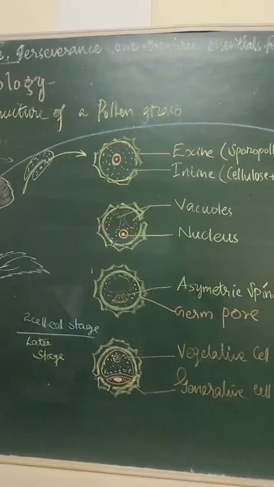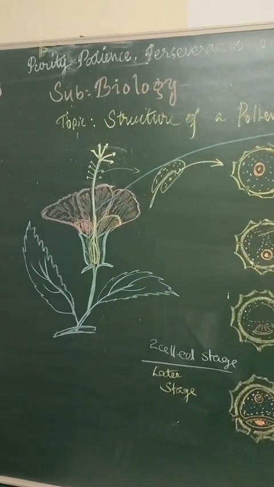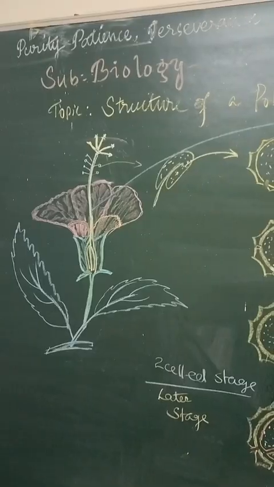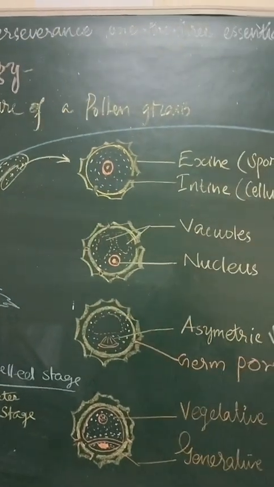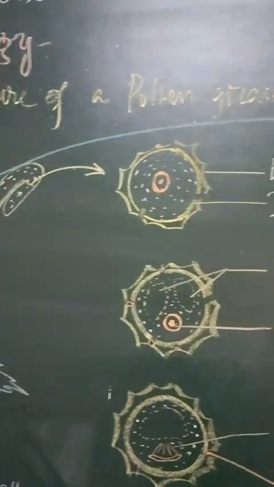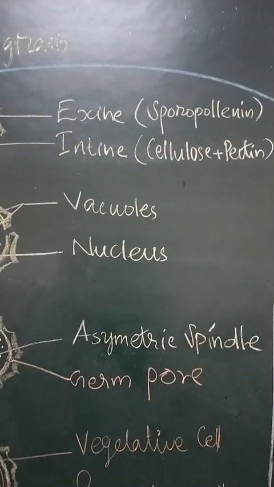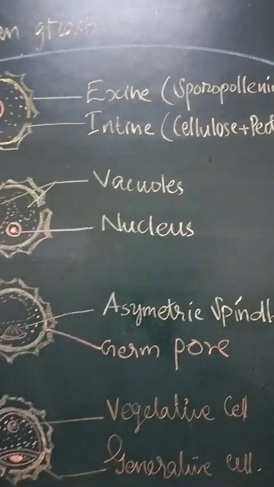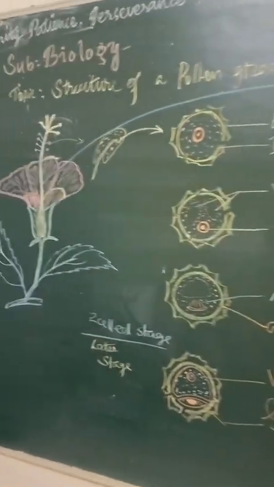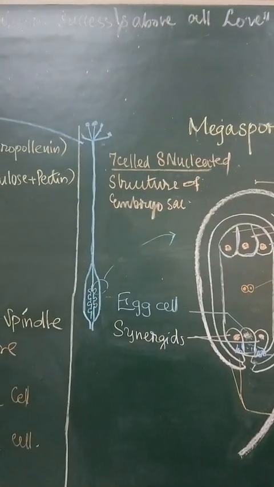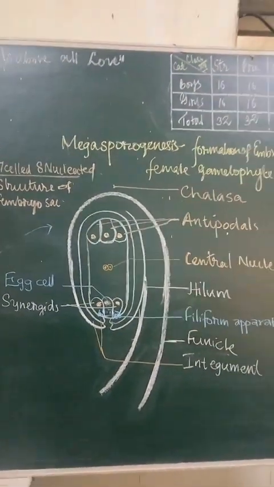Having studied the microsporogenesis, we will be doing the structure of a pollen grain, identifying the pollen grain from a bloomed flower, and understanding the parts of an anther, then the pollen grain with exine and intine, with the sporopollenin and the cellulose and pectin covers. Coming to the other aspects of labeling, we will be understanding the parts of the typical gynoecium and the embryo sac of a typical anatropous ovule.